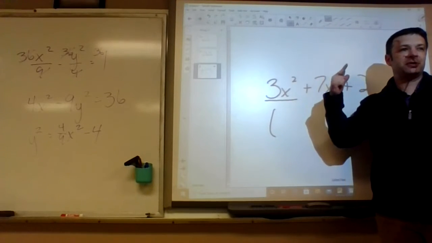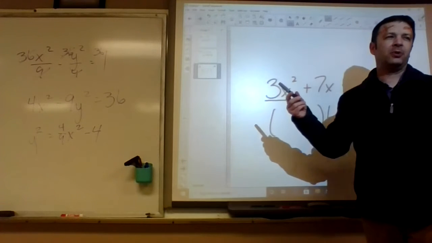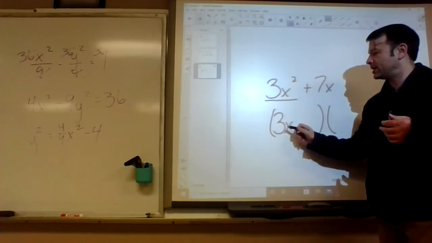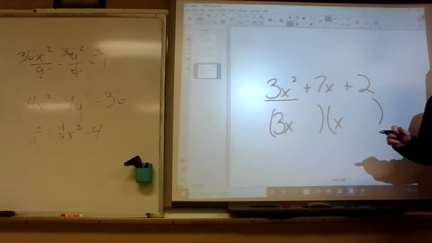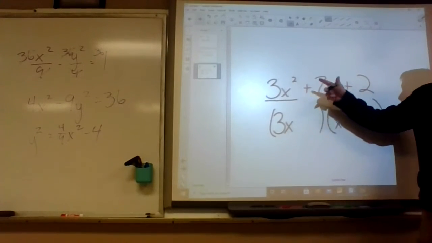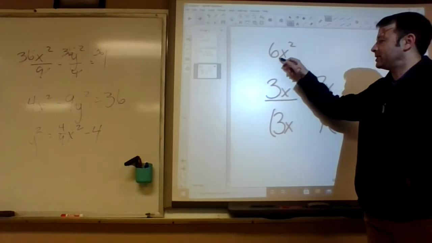3x times x. So what goes into 3 is 3 and 1, right? What goes into x squared, x and x. So it's basically 3x times 1x. You just put an x there. Okay, so that's difference number 1. Okay, here's the trouble though. What if it had been 6x squared? What do you think I would have put in front?